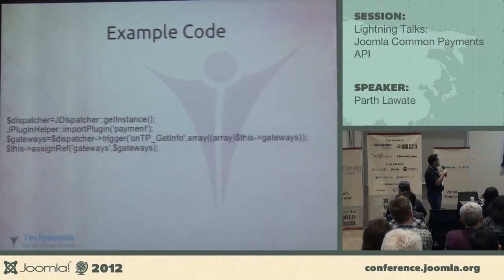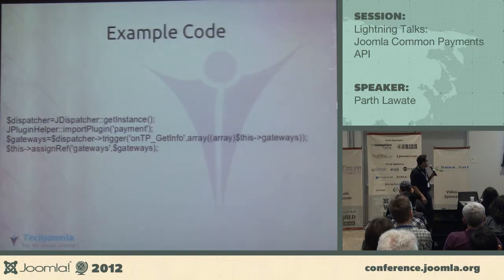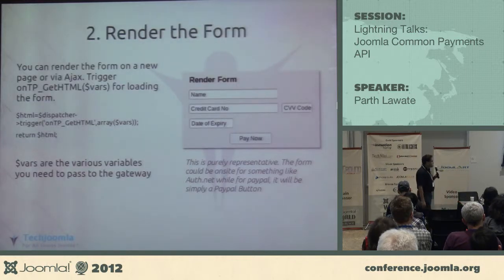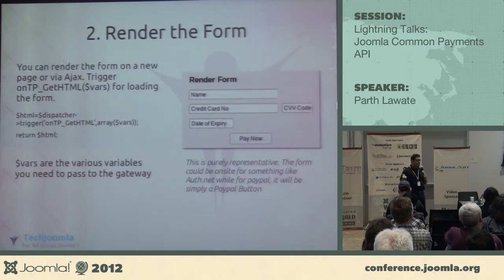So this is the example code to trigger it. You just initiate the plugin triggers, and then you trigger it and pass it the config. What you will get in $gateways, as I said, is an array which you can use. You can use JHTML, whatever, to render it in any way you want. So once you've done that, now you've shown the payment list to the end user. Now he's going to select it and click on submit. Once he clicks on submit, you need to take him to the payment gateway.